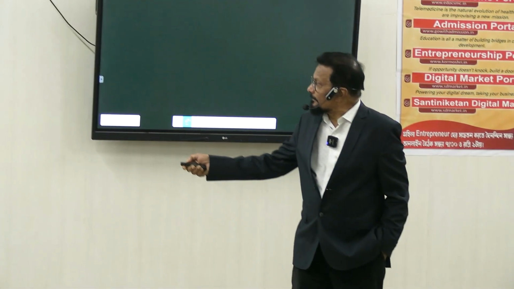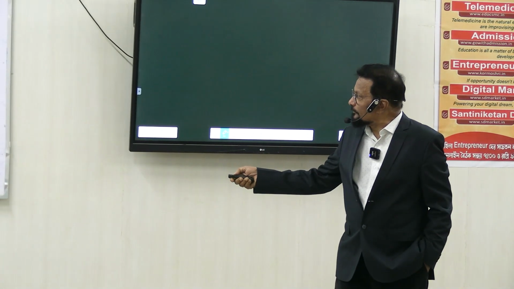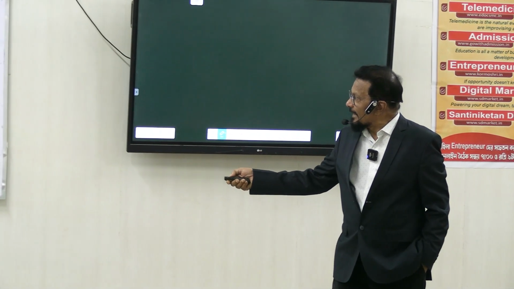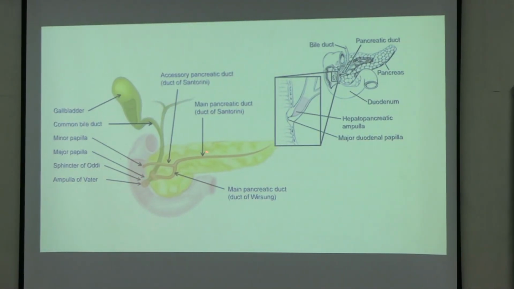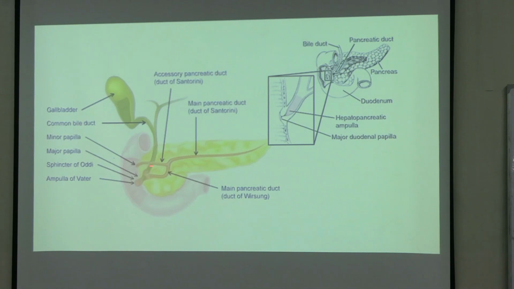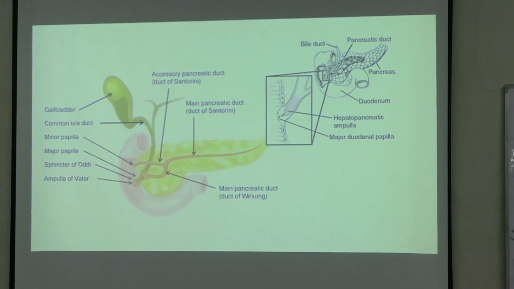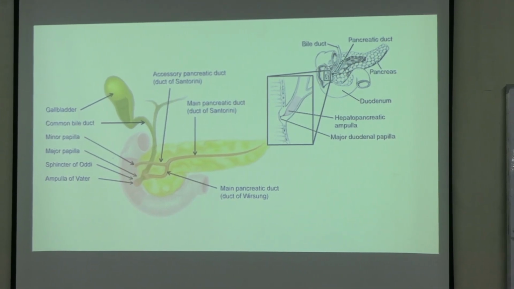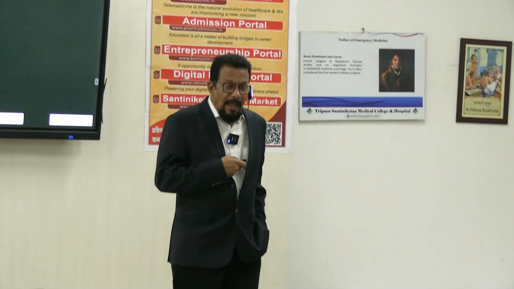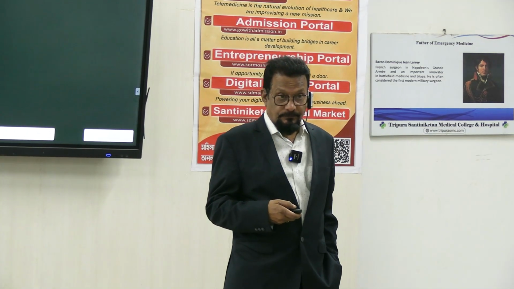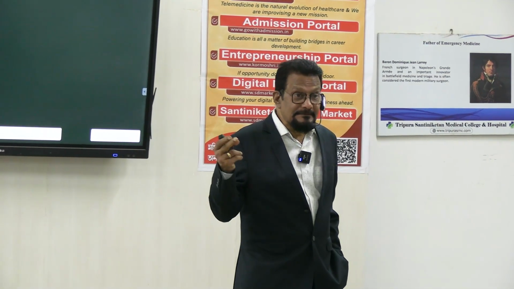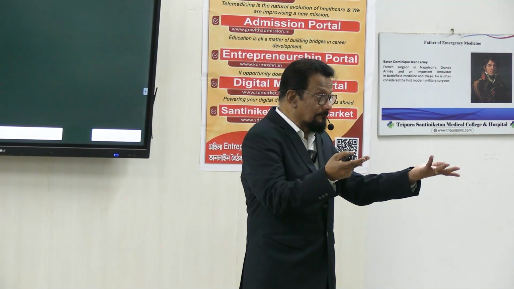From here what is coming? Bile used to come, and from this, pancreatic juice. So now because of this obstruction by the gallstone, the pancreatic juice will be unable to release here, and bile will also be unable to release here. There will be tremendous pain. And if it continues, there will be jaundice. Because bile will be released into the blood.